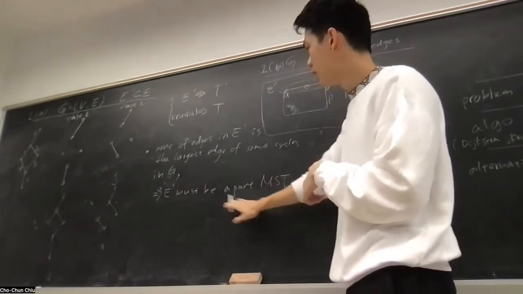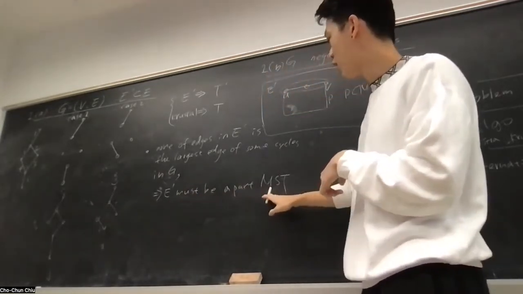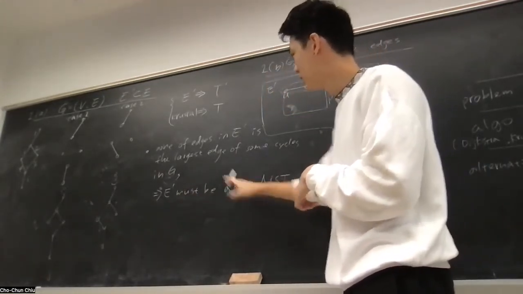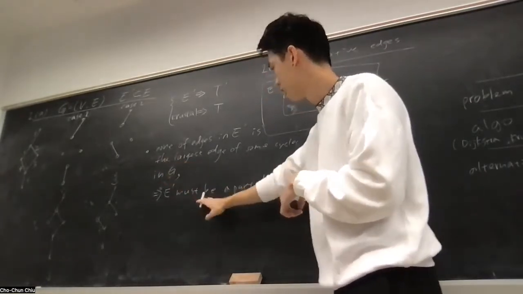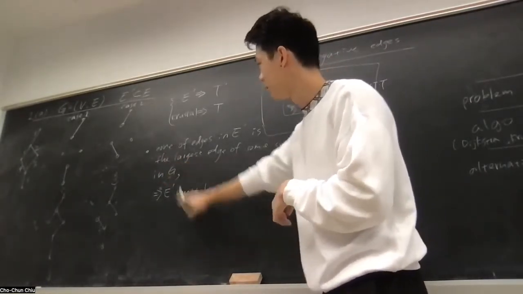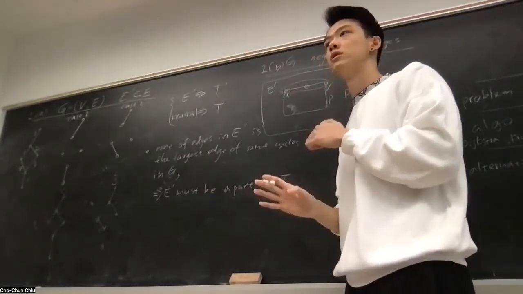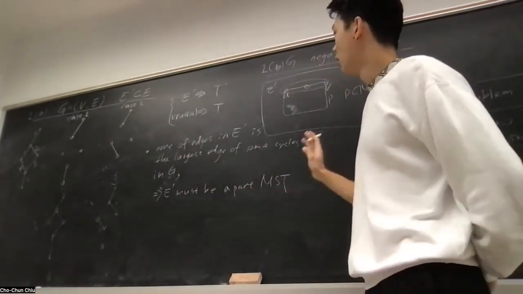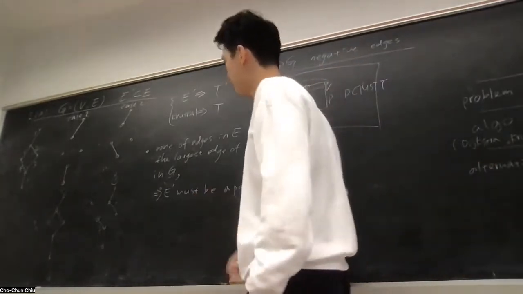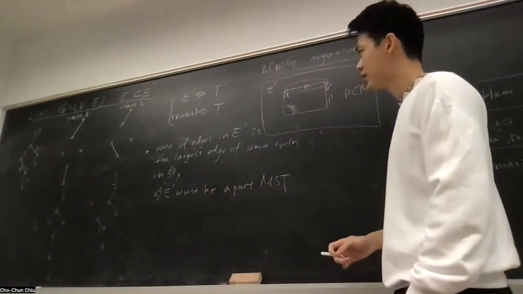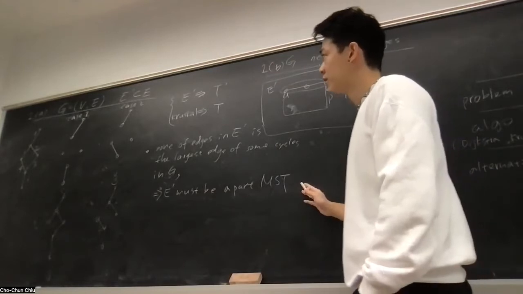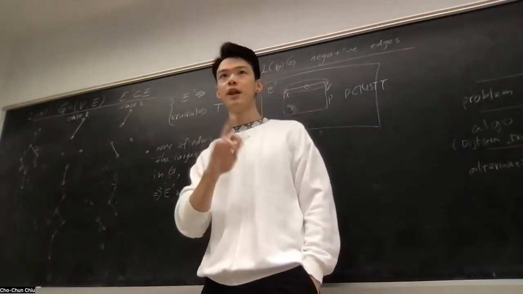So if this is not part of the MST, we get the contradiction. So if that's not right, that's not right. So basically this statement is right. Makes sense? Makes sense. Yeah. So that's the result. But let me just ask you guys another question.